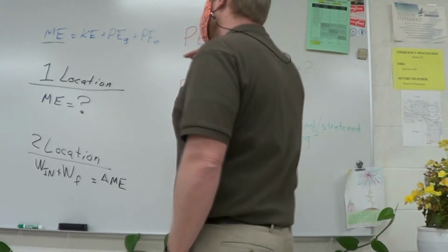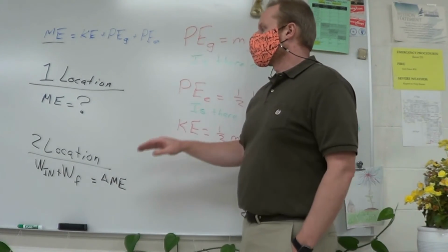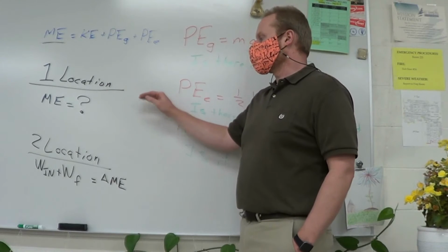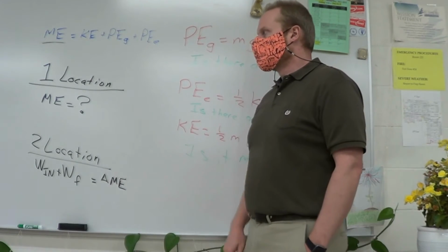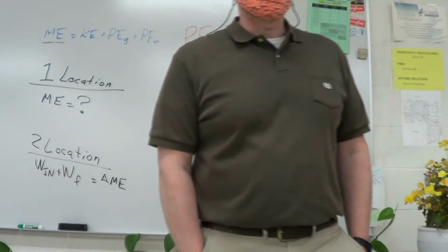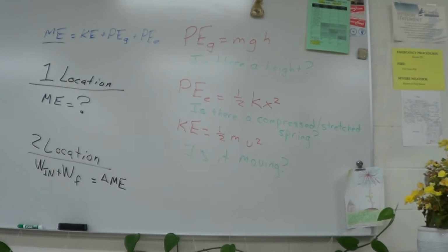We're going to get into two basic types of problems here. We're going to have one location problems and we're going to have two location problems. When we have a one location problem, the question generally being asked is how much energy does an object have at a location? At a location. Okay?